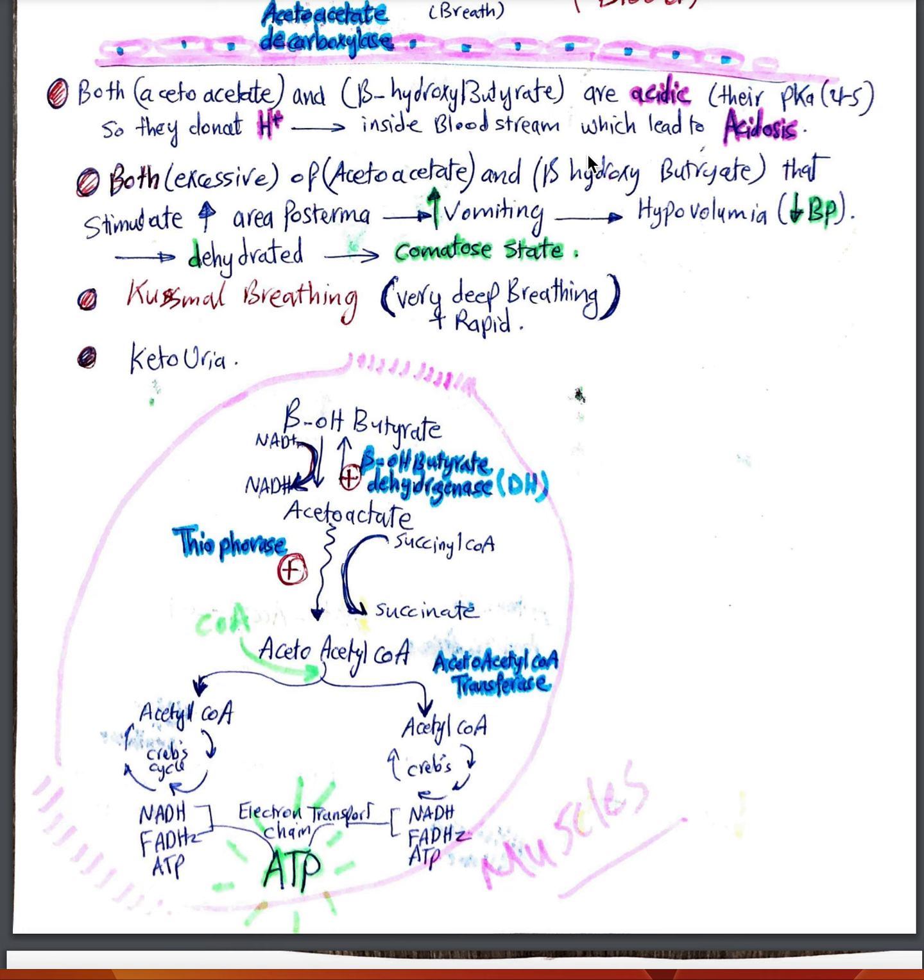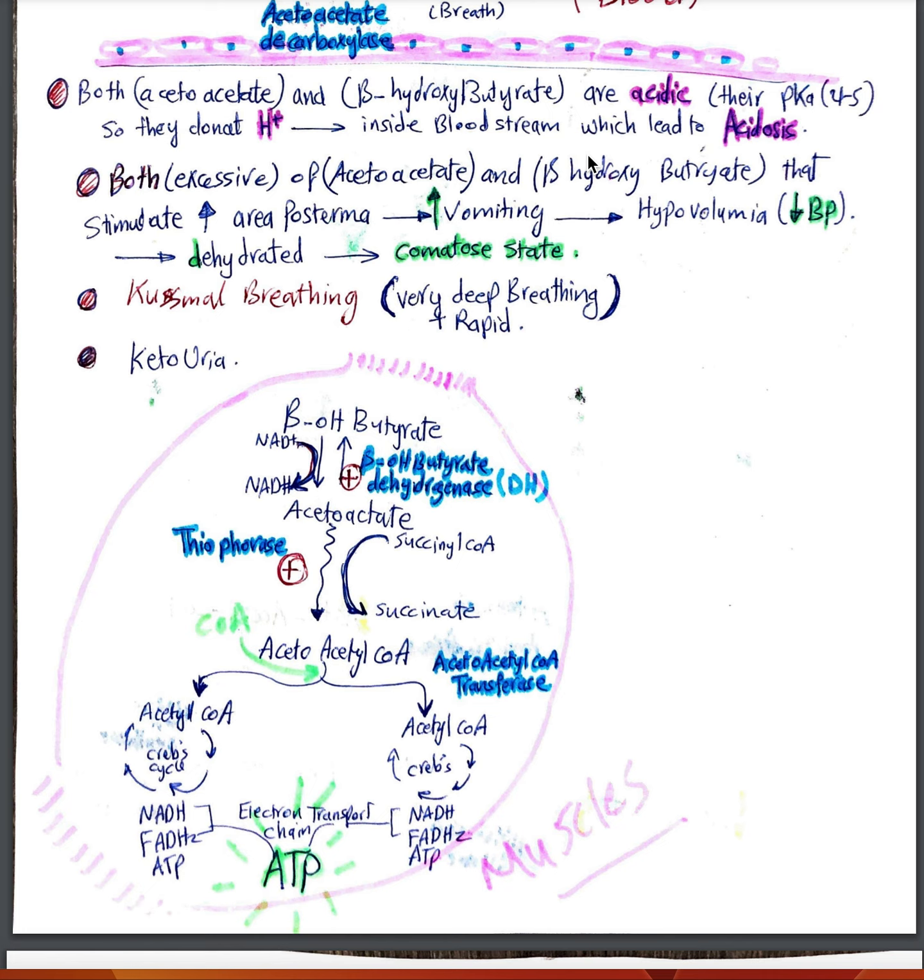And another mechanism that we discussed: if there is a reverse action of beta hydroxybutyrate to acetoacetate, and we use the beta hydroxybutyrate dehydrogenase enzyme, that leads to the production of NADH, because we know that the ratio between NADH and NAD positive, if it's increasing, leads to lactic acidosis. And the question is why?